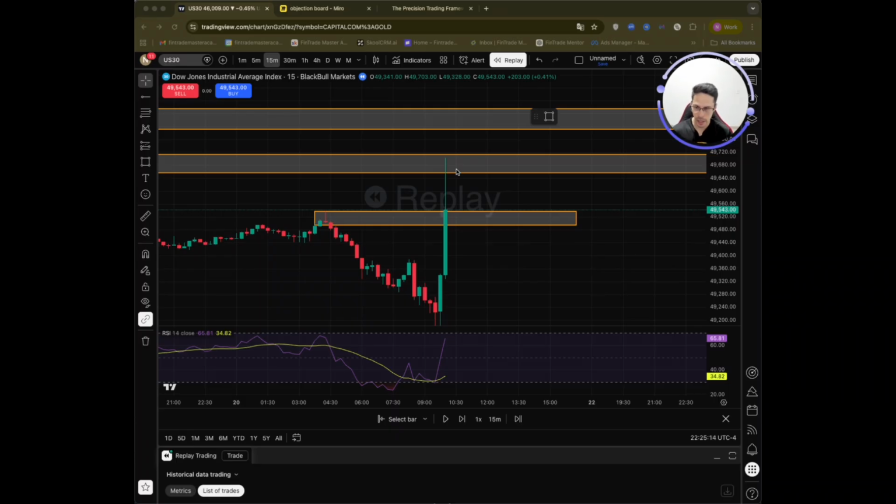So that's why you put it at the top of the wick, okay? Now, when we're looking for the second type of entry, it's called a confirmation entry. So number two, I'm going to label it as C for confirmation. Now, how do we identify what a confirmation entry is?